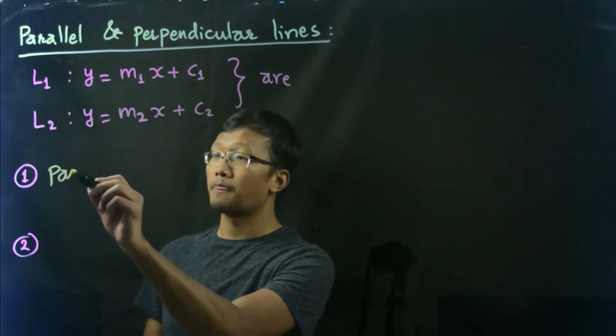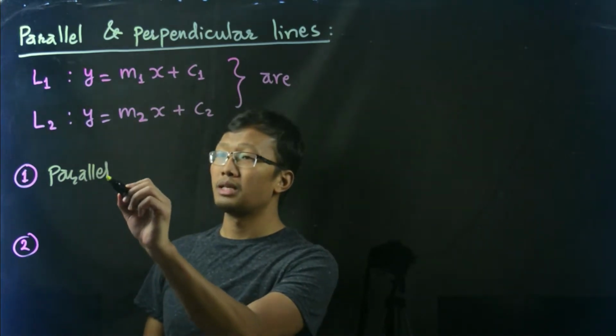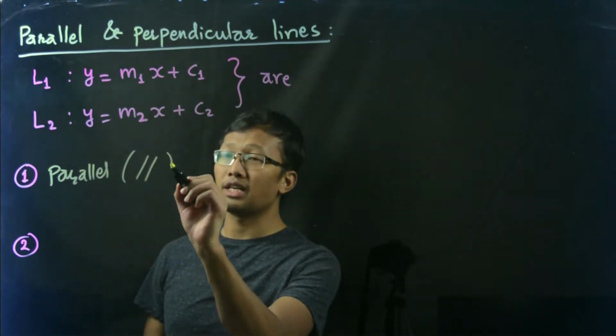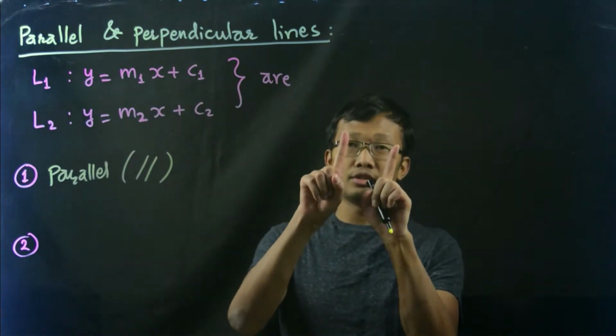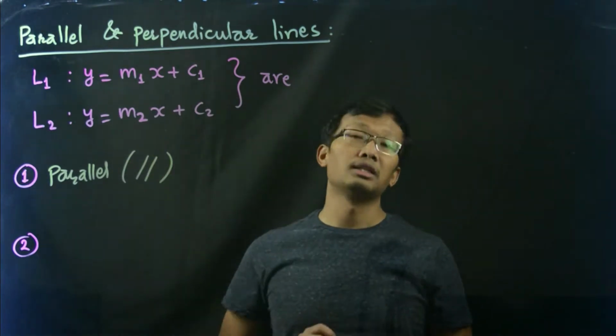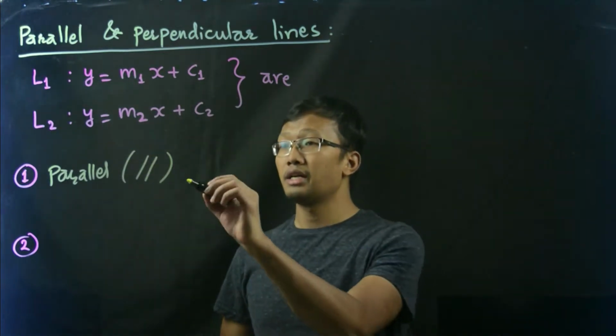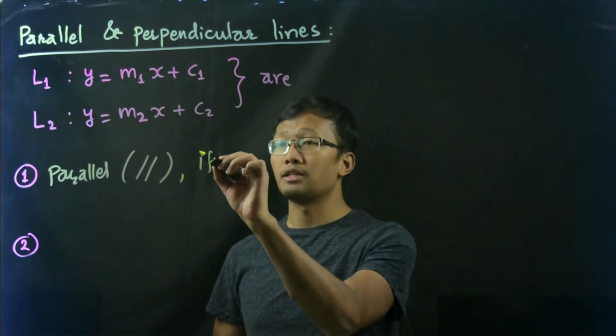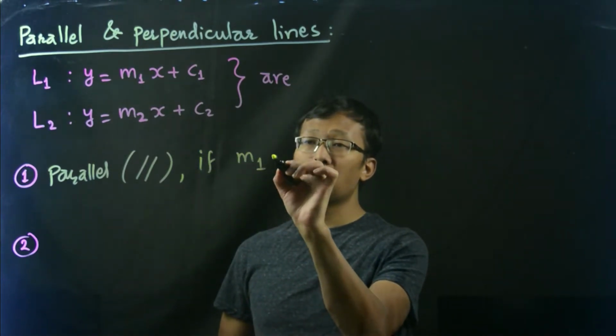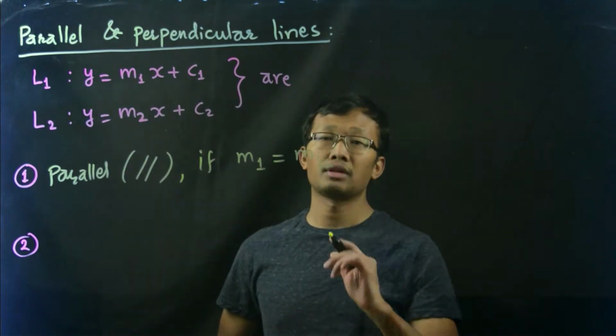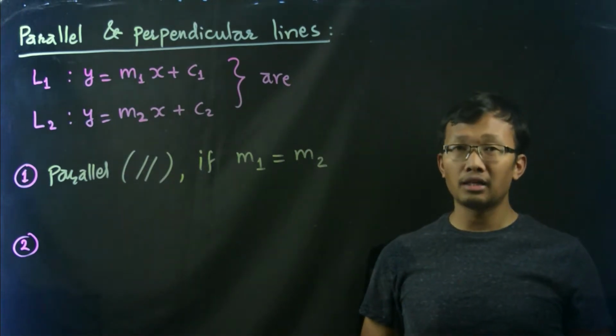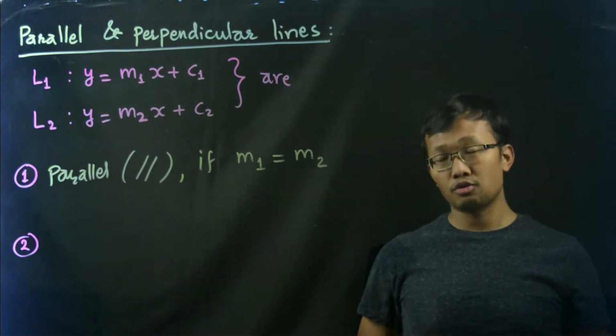They are parallel, and I tend to always write it in this way, representing two lines with equal distance between each other, if the slopes are equal, if m1 equals m2. Two lines are parallel if their slopes are equal.